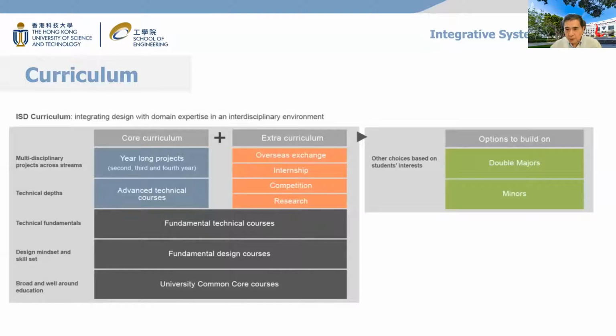At the same time, apart from our curriculum, because many students take depth courses in a special area, some students will take a little more courses to do a double major. Quite a number of students take a double major with ISD and another engineering discipline. We have students taking double majors with computer science, electronic engineering, and mechanical engineering. You can also do a minor program.